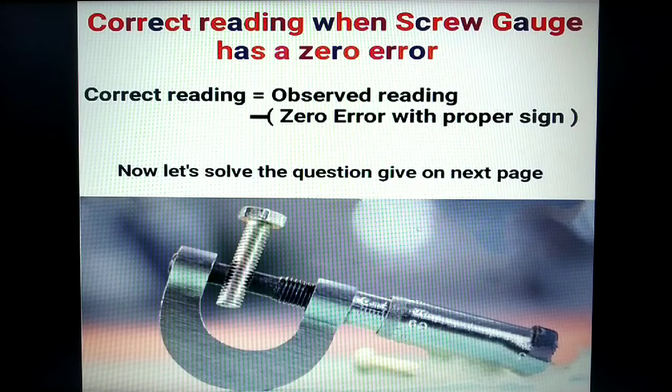Now correct reading when screw gauge has a zero error is given by observed reading minus zero error with proper sign. Now let's solve the question given on next page.